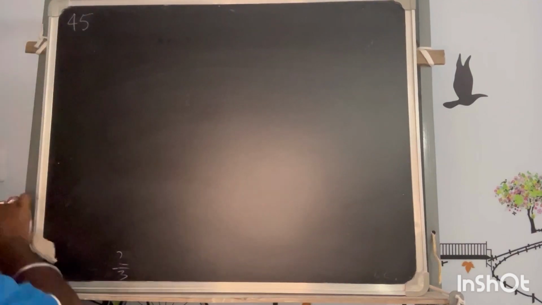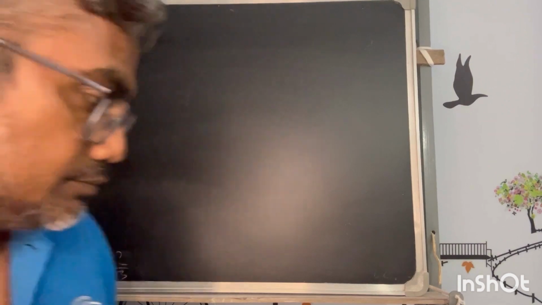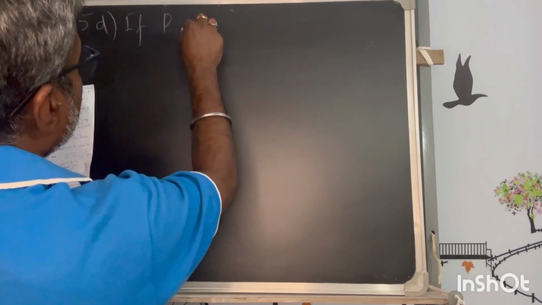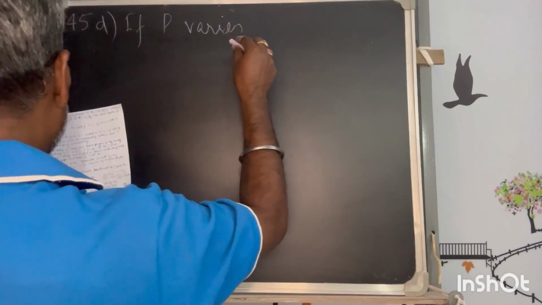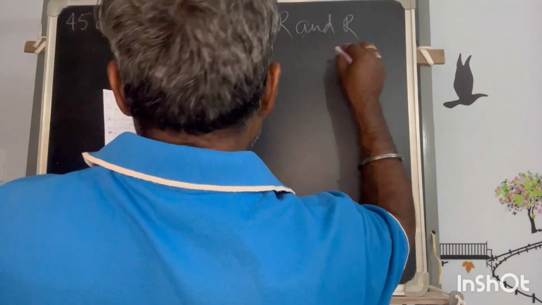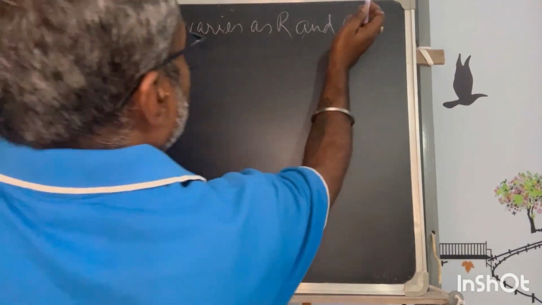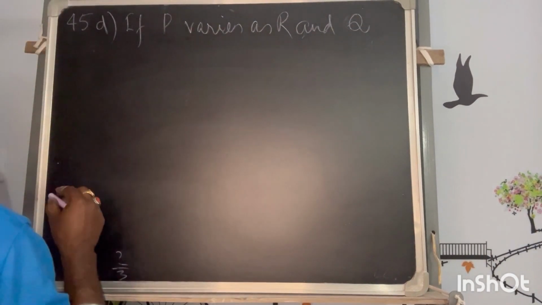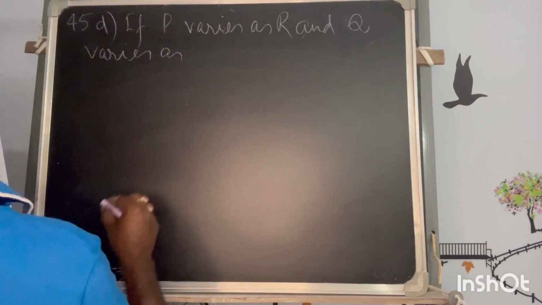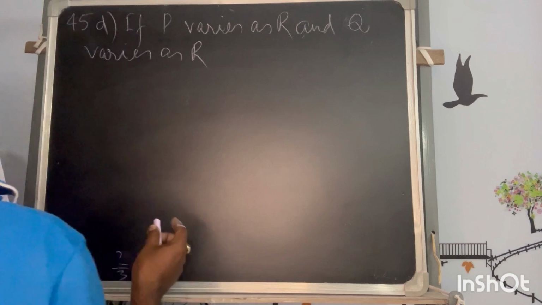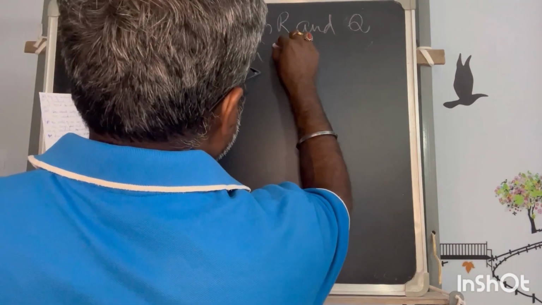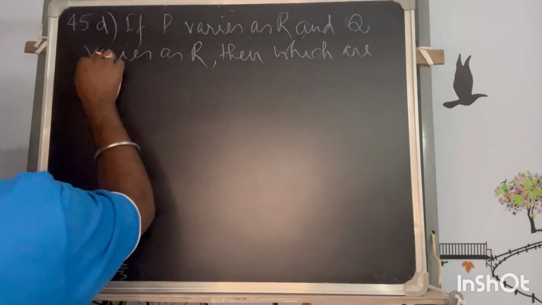Problem D, under 45. If P varies as R and Q varies as R, then which of the following is possible?